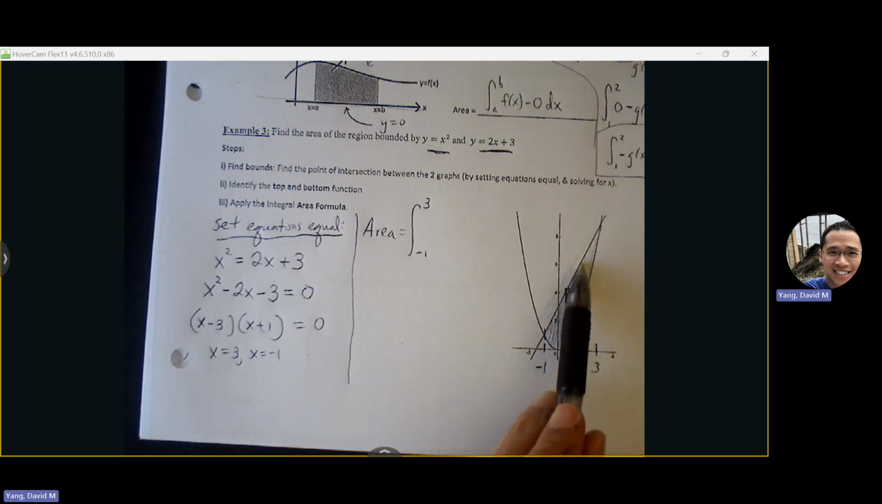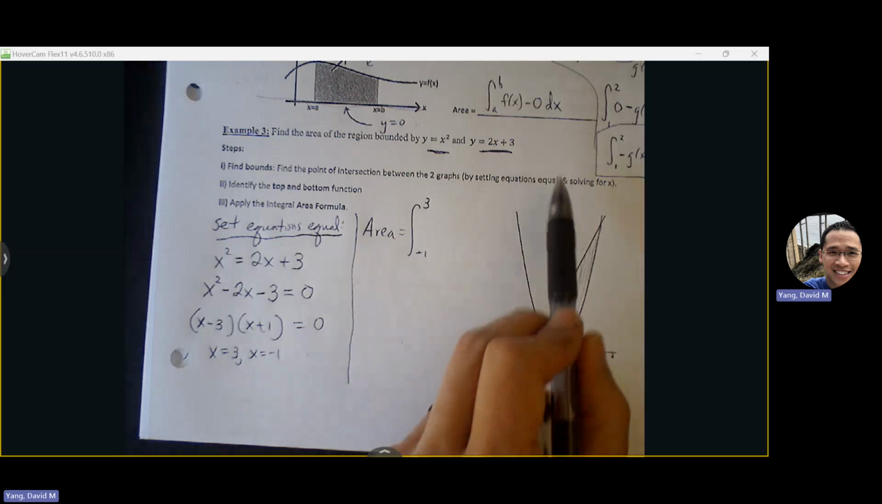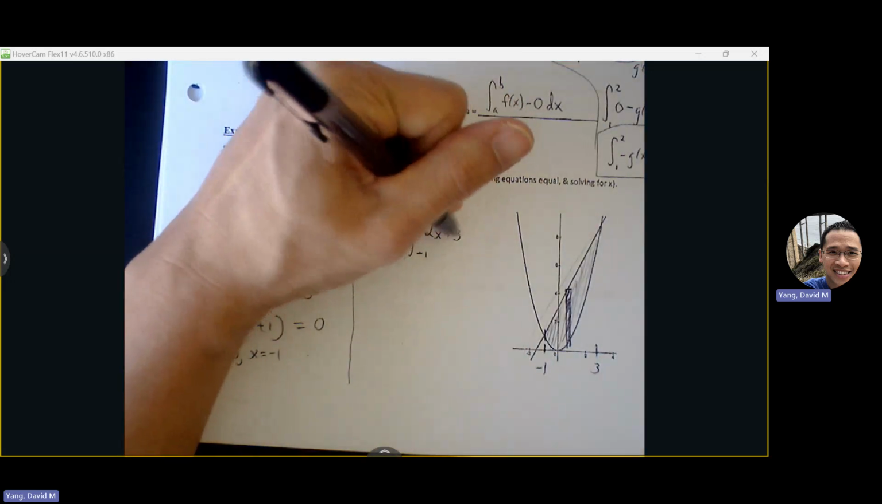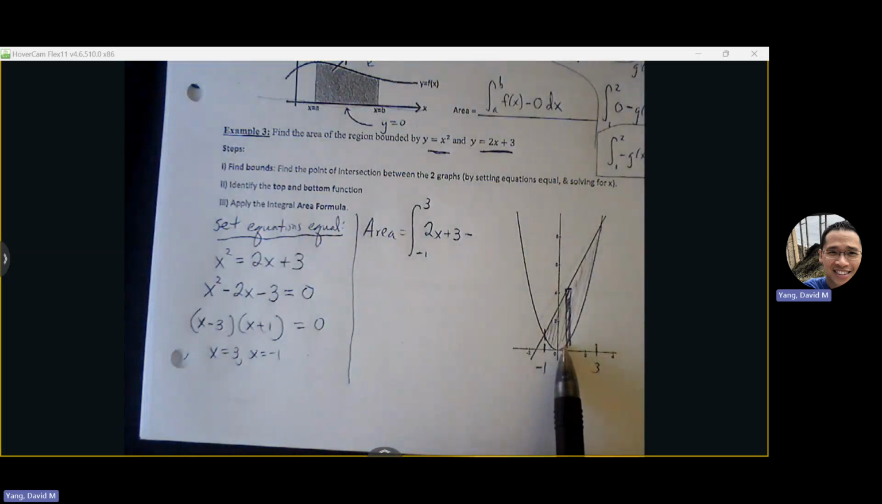So the top is my linear, right? The one that is higher up is that 2x plus 3. So we'll do 2x plus 3. That's my top graph. Minus the graph below is the curve. That's the x squared.